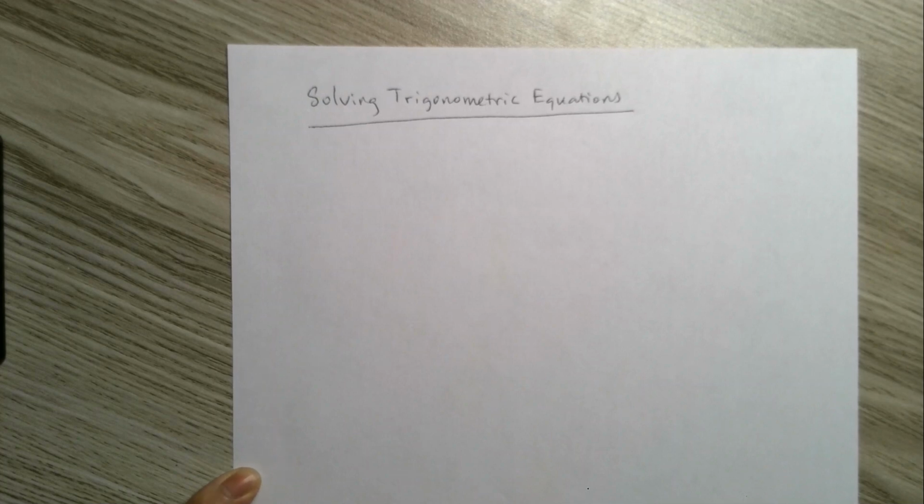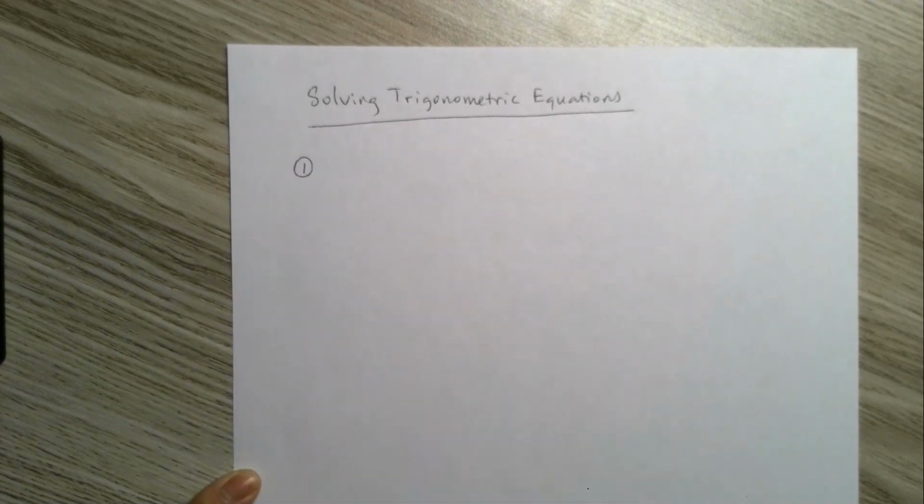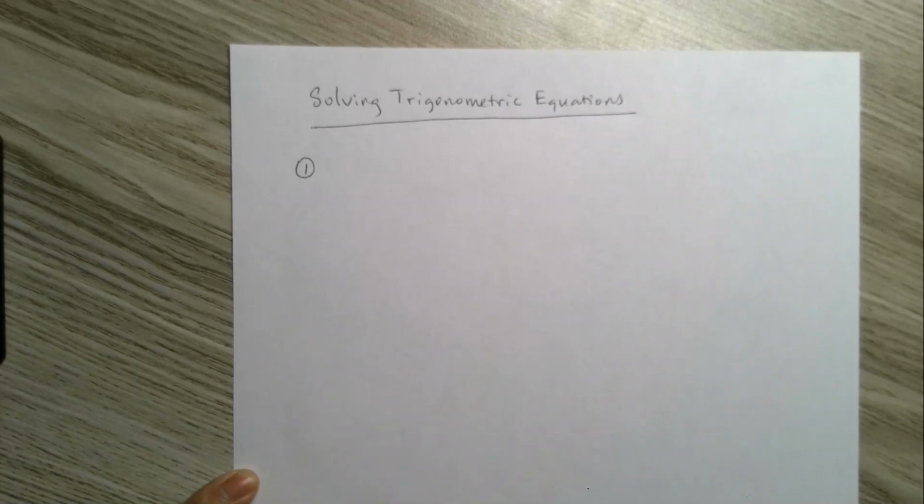So this video assumes that you've already learned identities, like the Pythagorean ones, the double angle and half angle ones, and that, of course, you know how to factor algebra 1 level trinomials. So first we're going to start off with solving a simple trigonometric equation that does not require any identities or factoring.